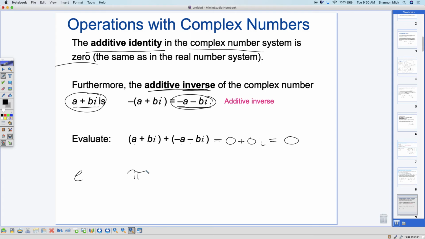So is i a variable? No, it's a symbol for what? Square root of negative 1.